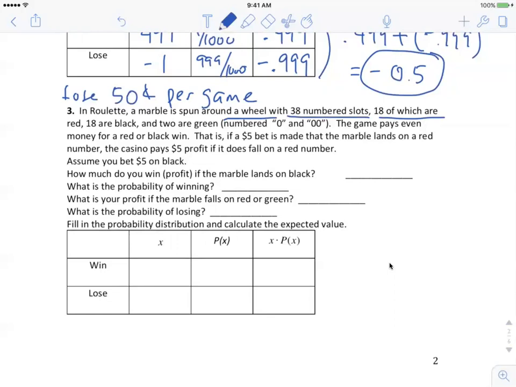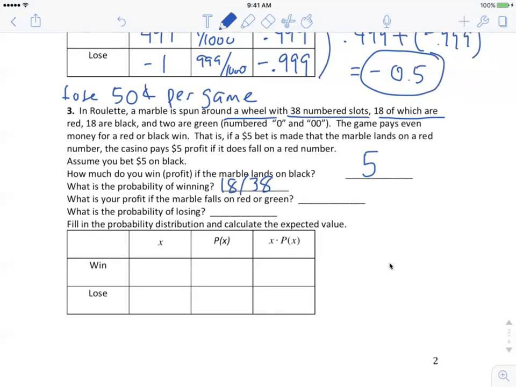Okay, so let's do an example here. Let's just assume we bet $5 on black. What is the expected value if we do this in the long term, right? We keep playing this, $5 on black. How much do you win if the marble lands on black? $5, right? What's the probability of winning? Okay, let's look back. There are 18 black numbers and there are 38 total numbers. So the probability of winning is 18 out of 38. I'm just going to leave it like that. No need to do decimals or reducing.